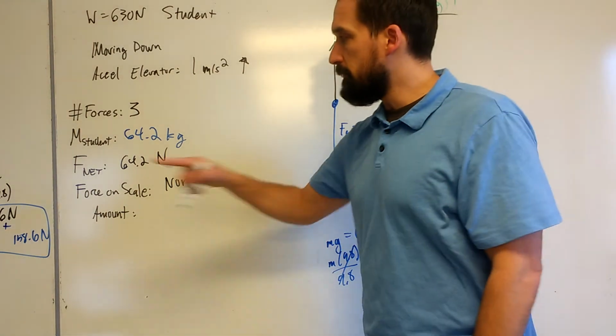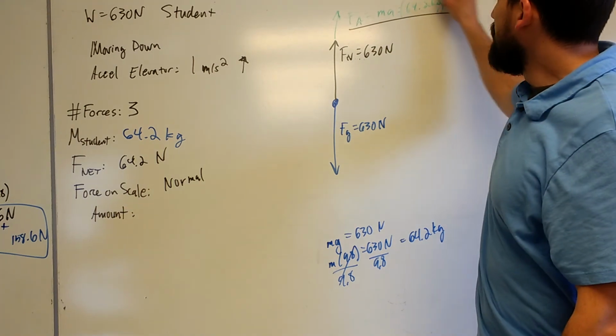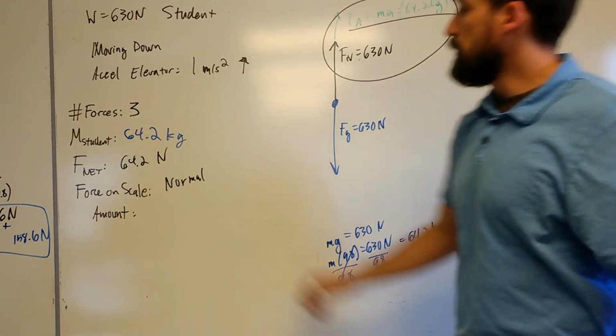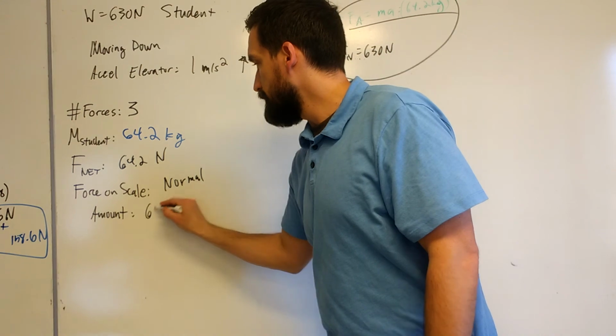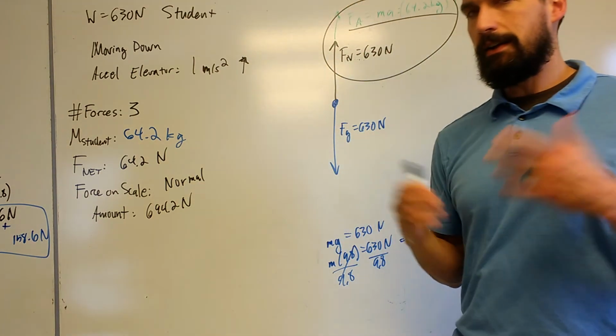Now, what does that amount to? The amount that the scale is going to read is actually going to be this total normal force, 630 plus 64.2, 694.2 newtons.